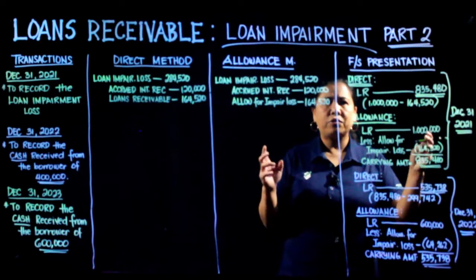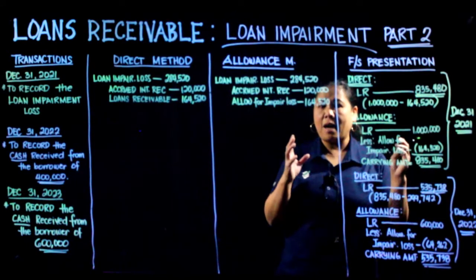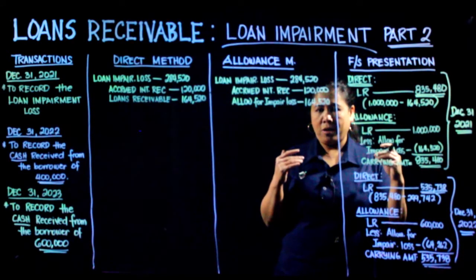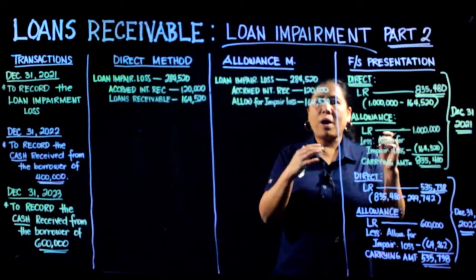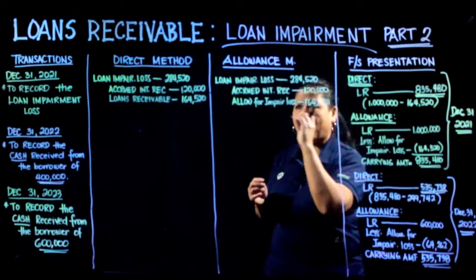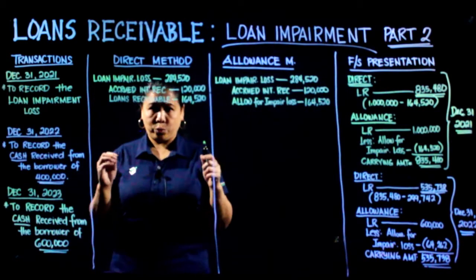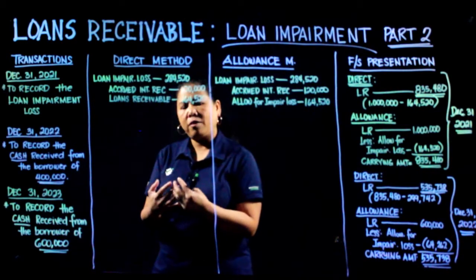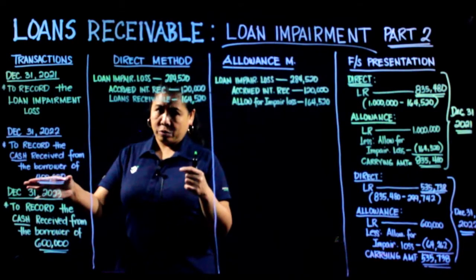Parehas lang ang end result ng direct method and allowance method, parehas lang ang magiging carrying amount nila. Alright? Nagkakaroon lang sila ng difference kasi iba ang treatment ng direct method at allowance method. Noong December 31st, 2022, naka-receive ang bangko, si Harris Bank, ng 400,000.